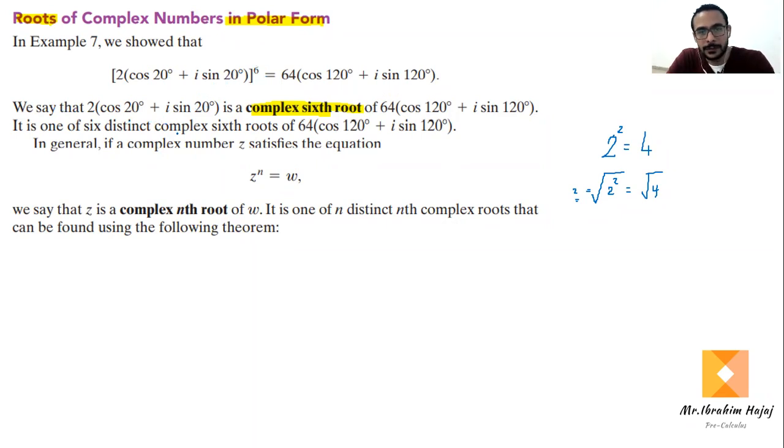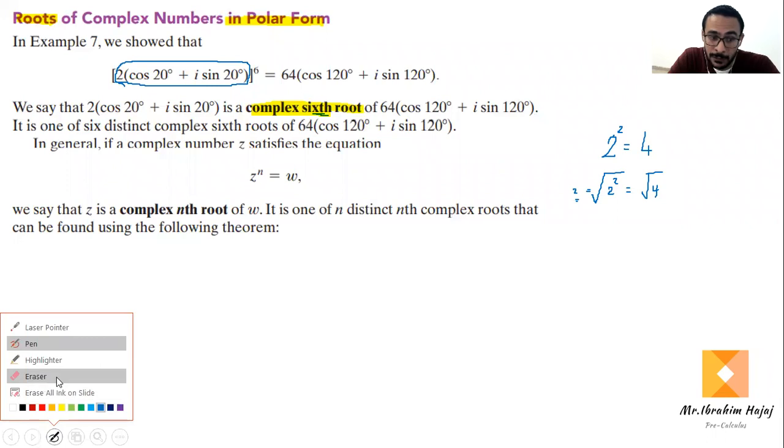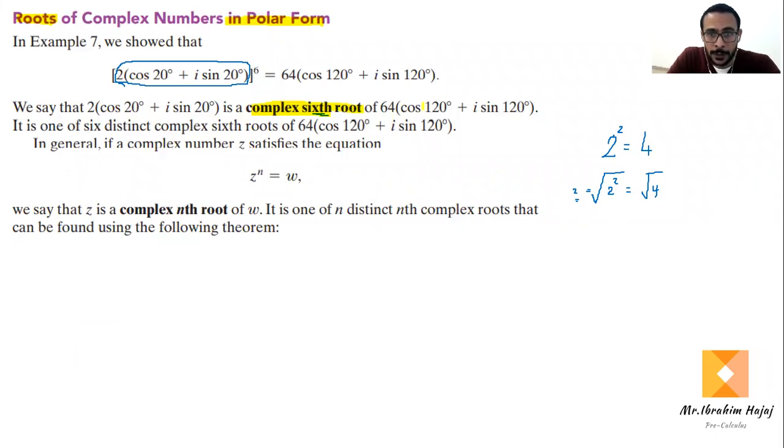So we can say that 2 times cosine 20 plus i sine 20, the whole thing without the power 6, is the sixth root of 64 times cosine 120 plus i sine 120. It is one of the six distinct complex roots. In general, if z to the power of n equals w, we say that z is the complex nth root of w, and it's one of n distinct nth roots of this number.